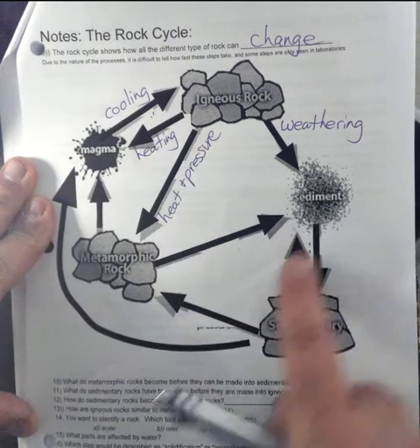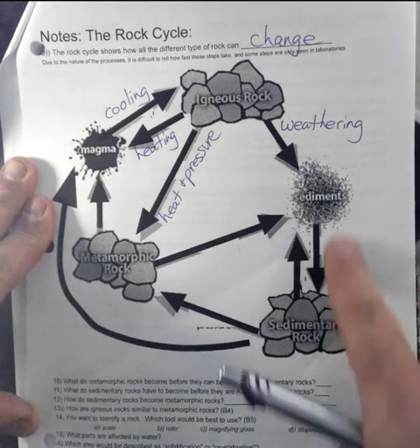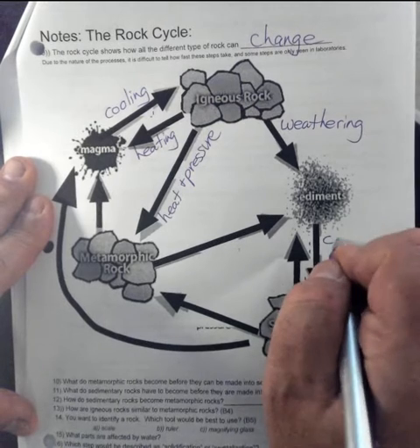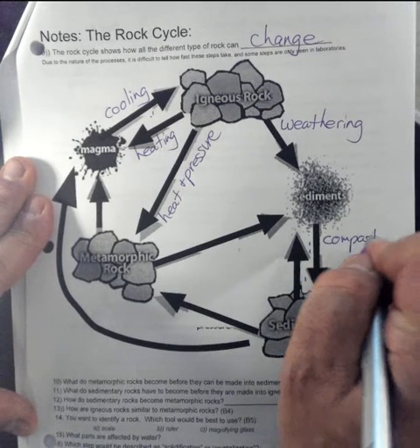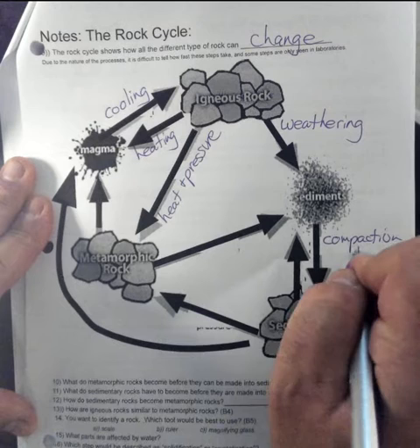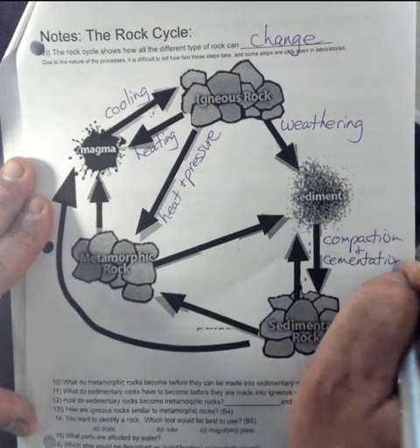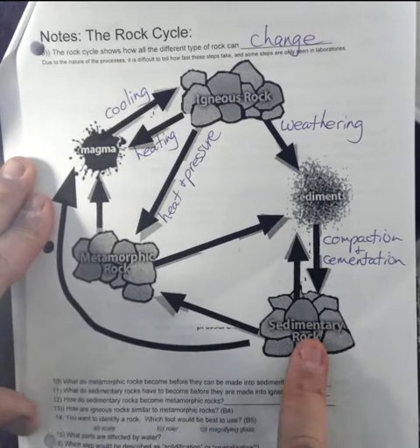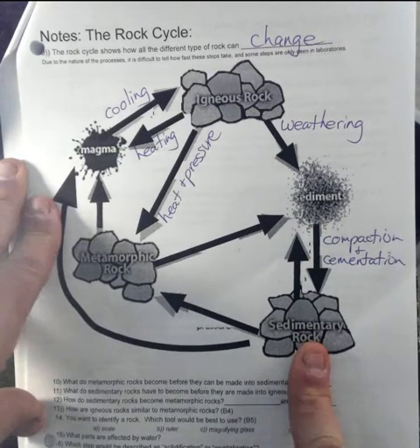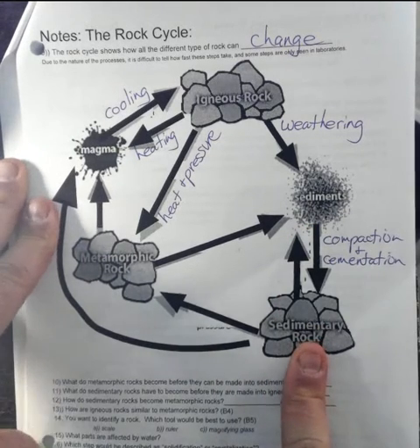Okay, once we have the sediments, we can compact and cement them together. Compaction and cementation. And turn those tiny sediments into big rocks, called sedimentary rocks.